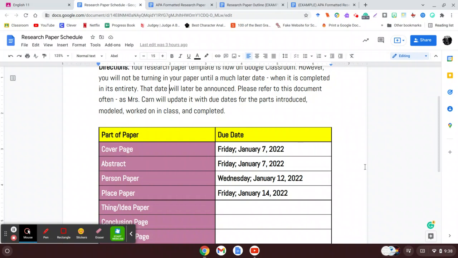And if you remember, I told you the person paper is going to be 1 page, the place paper 1 page, the thing idea 1 page. It is not uncommon for people to go over 1 page. That's okay. But 1 page is actually the minimum. So let's go ahead and open up.